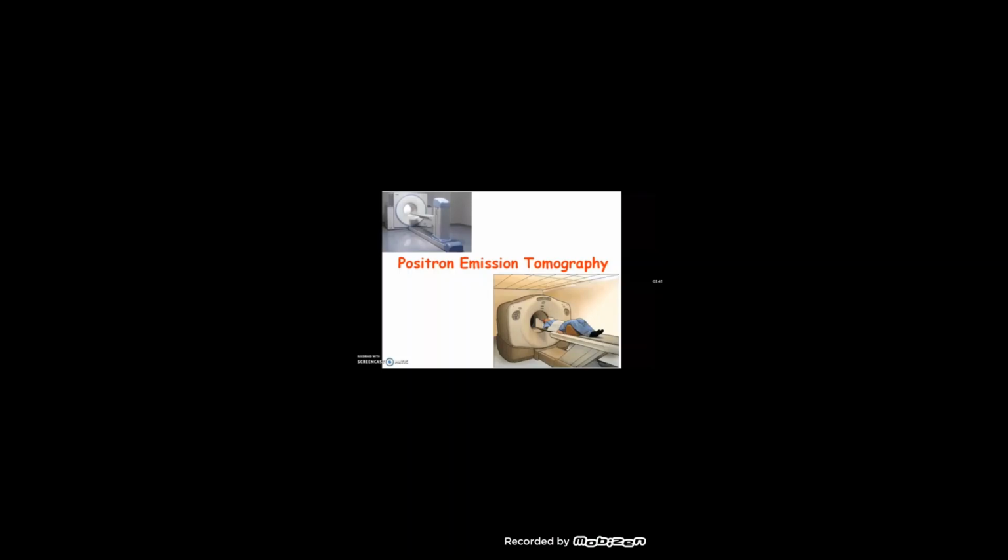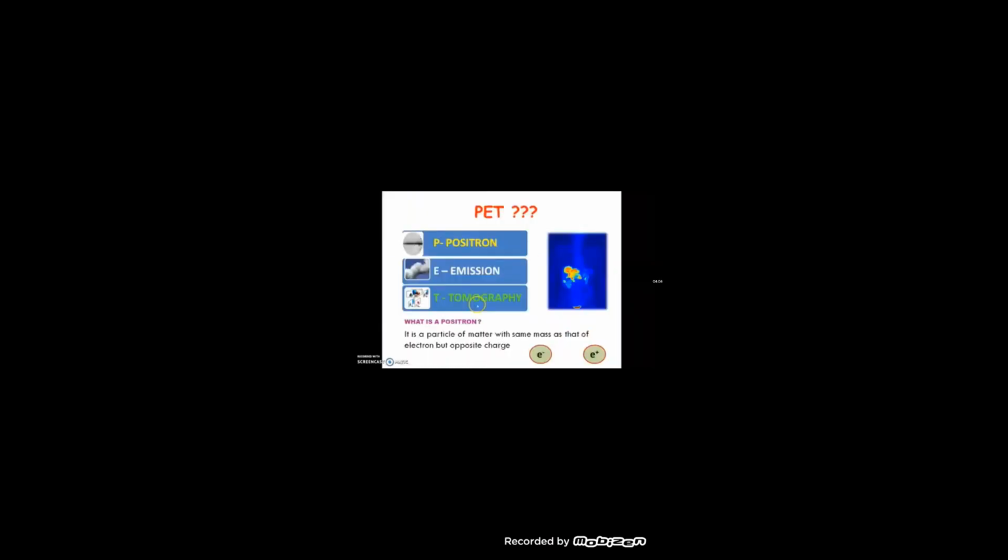Positron emission tomography. Graphy means recording, tomo means cross section. So we are going to get the cross sectional information of the patient with the help of the positron emission isotope. PET: P stands for positron, E stands for emission, T stands for tomography.